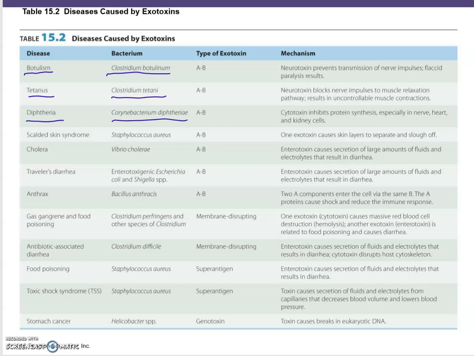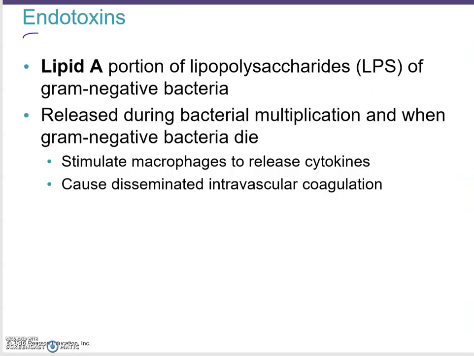All of these we had in pathogen groups so far. The scalded skin syndrome, cholera, traveler's diarrhea, and anthrax, they're also all caused by AB exotoxins. Here are some membrane disrupting exotoxins that we would see in C. diff. That would be gas gangrene, food poisoning, and then antibiotic associated diarrhea. Superantigens could be used by bacteria that produce toxic shock syndrome. That would be Staphylococcus aureus, or can also cause food poisoning. And a genotoxin example here, Helicobacter pylori, causing stomach cancer.